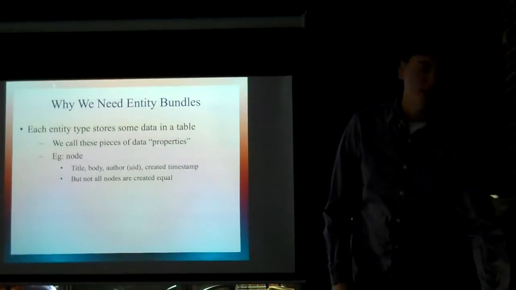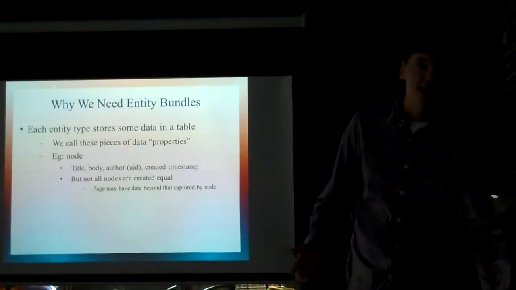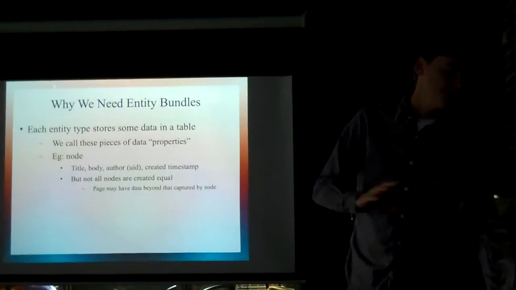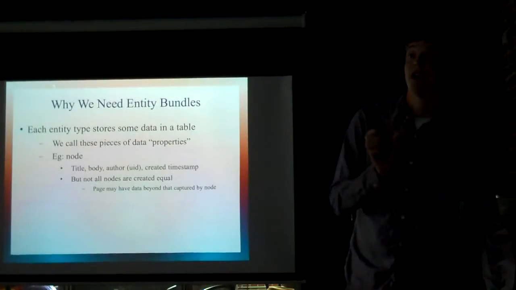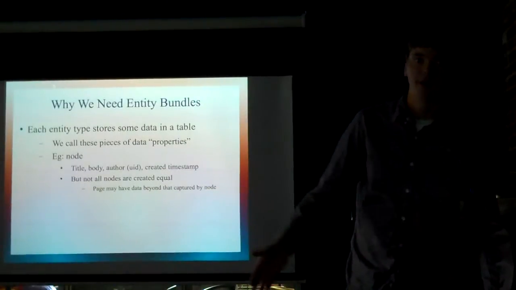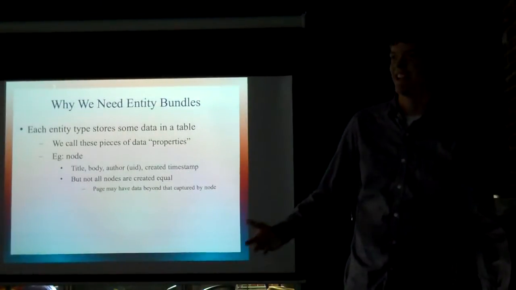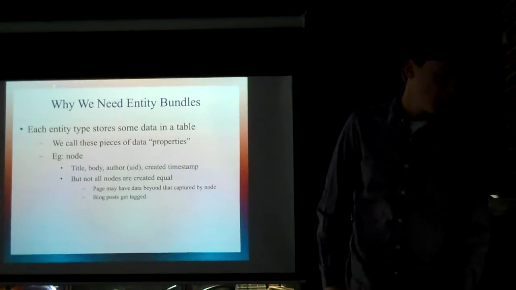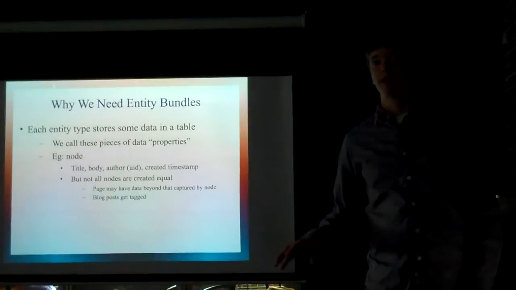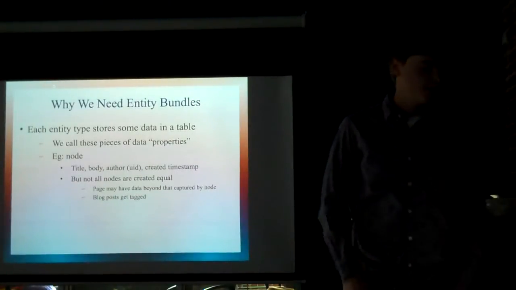But not all nodes are created equal. We've got pages, which may need to store data beyond what we store in that node table. Because remember, that node table only stores a certain number of things, and it doesn't know all the data you want to store. And blog posts, for example, typically have tags with taxonomies and stuff like that, which are all associated.